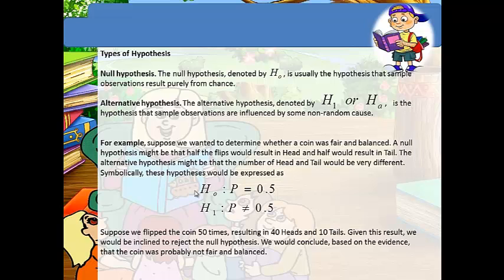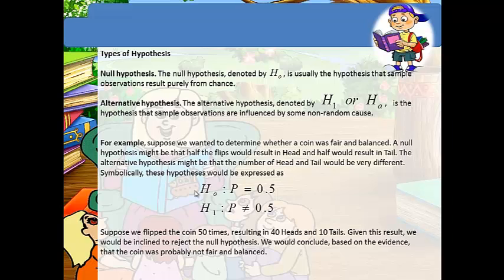For example, suppose we wanted to determine whether a coin was fair and balanced. A null hypothesis might be that half the flips would result in head and half would result in tail. The alternative hypothesis might be that the number of head and tail would be very different. Symbolically, this hypothesis can be expressed as H sub 0: P = 0.5, meaning to say the chance that the result will be head or tail is 1/2 or 0.5. The alternative hypothesis says that it cannot be the same.